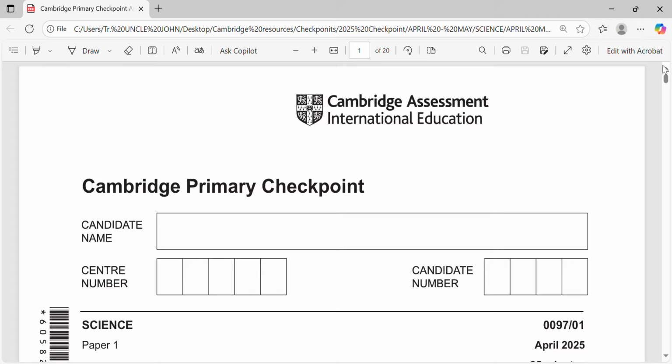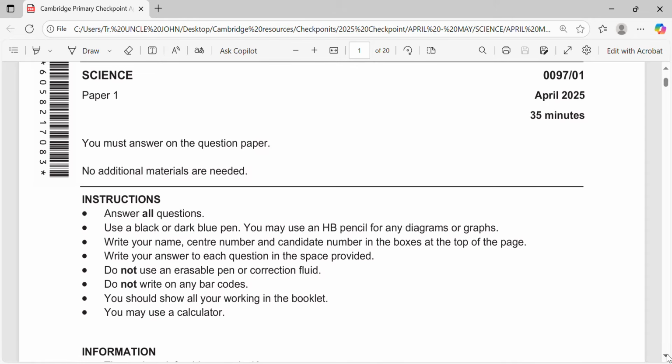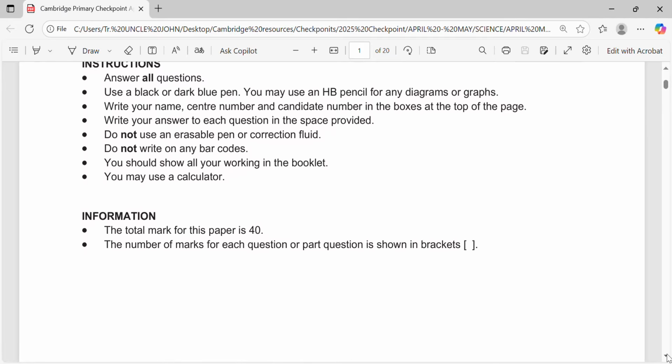We are going to do the correction of this checkpoint that was done this year, 2025, in April, May. This is a science primary checkpoint. These are instructions. It was expected to be done in 35. Quickly take your question paper and move down to question number 1.